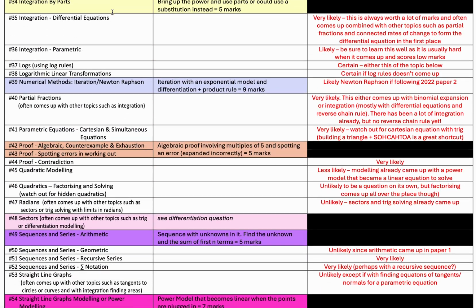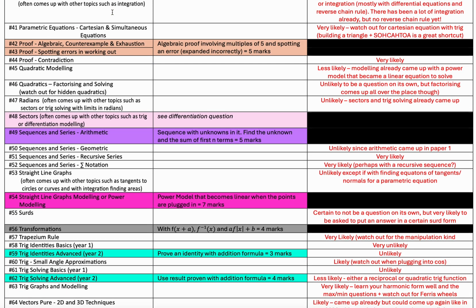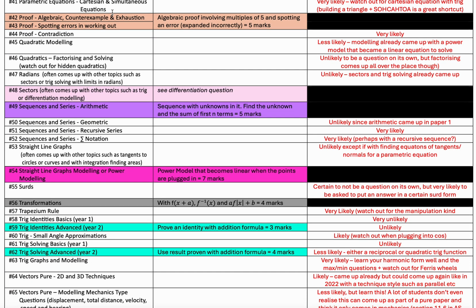Question 8 was a proof question, maybe slightly harder than most. It was an algebraic one. You had to spot an error, which was pretty straightforward, just they'd expanded a bracket wrong. But the next part was multiples, so it was to do with a multiple of 5.